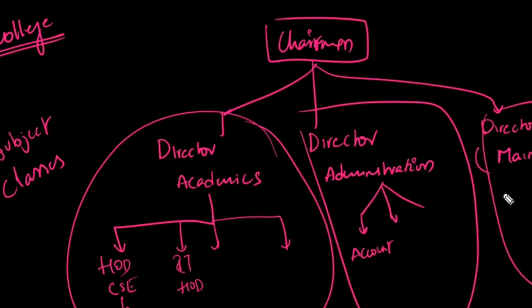Whereas the maintenance people check in the college whether the inverter is working or not, or whether electricity is proper or not, and whether the playgrounds are clear. If there is grass on the ground, they will cut the grass. All these things will be done by this department. Each of them is independent of the others. So the director of academics is not going to check the maintenance.